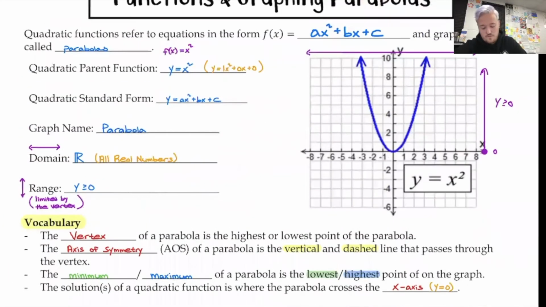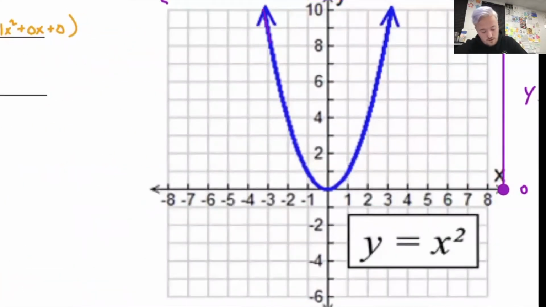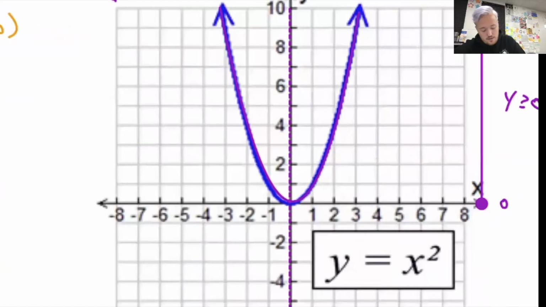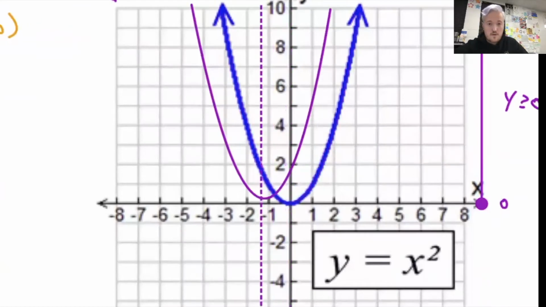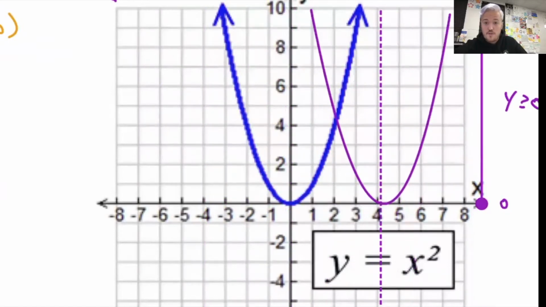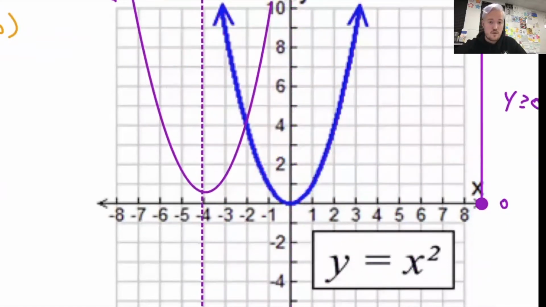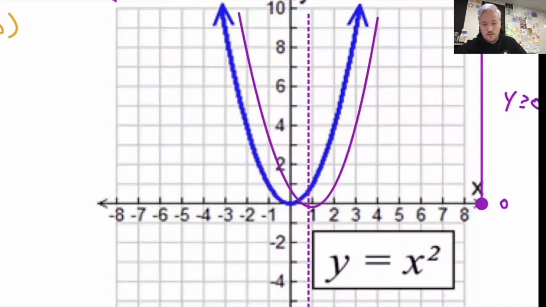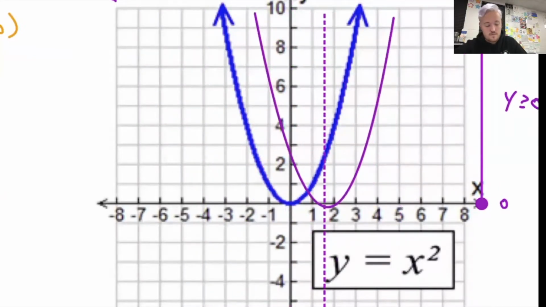All right. And it always passes through the vertex. So let's do this little drawing right here so you can kind of see. Let's see if this will work. All right, so I just kind of roughly went over this graph. Now I want to draw a vertical dashed line. So your AOS, that vertical dashed line, will always pass through the vertex. So if your parabola moves, that axis of symmetry is also going to move. It's always going to pass through the vertex, no matter where your parabola is.